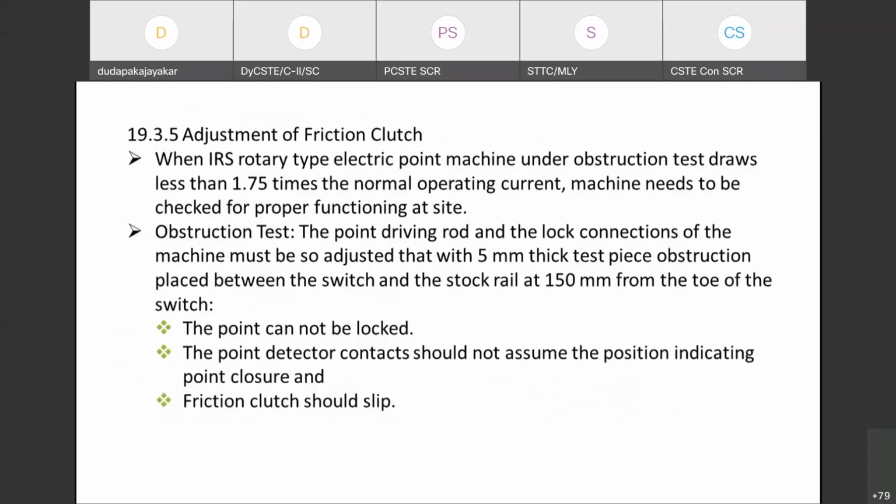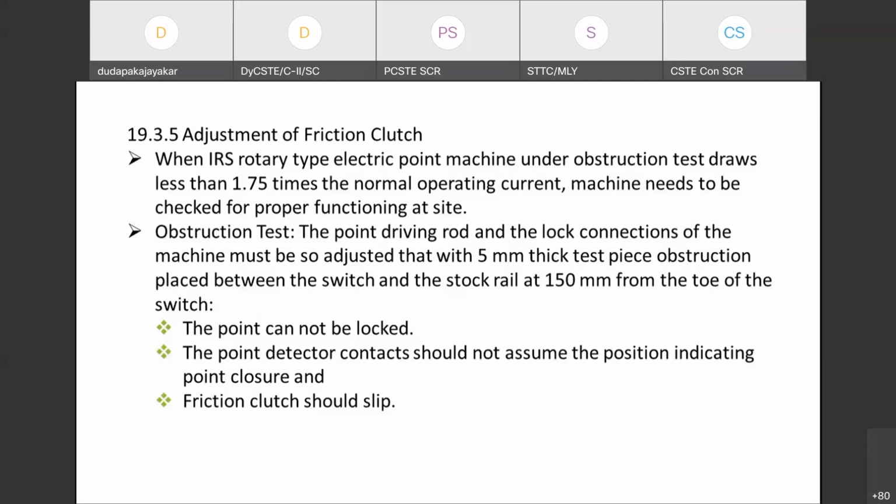And regarding the friction clutch, it is to isolate mechanical shock between the motor and the ground layout points. If there is any obstruction, the friction clutch will declutch the point from the ground connections. So the current should be nearly 1.75 times the normal operating current. If it is less, the friction clutch is to be replaced.